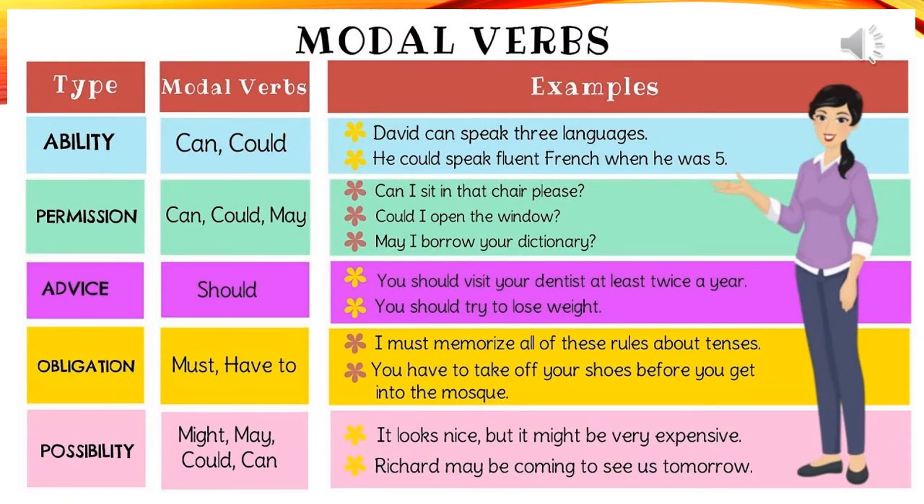Now let us check the different situations in which we use the modal verbs. First one, to express ability. The modal verbs which we use to show ability are can and could. See the examples. David can speak three languages. That shows his ability. He could speak fluent French when he was 5.